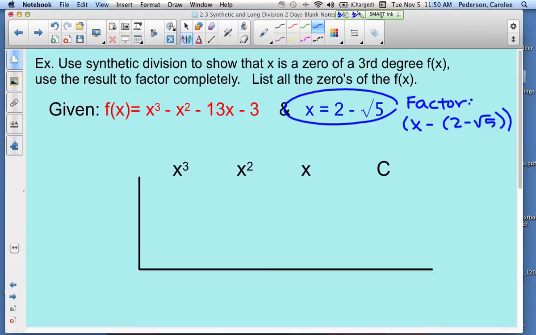So we want to see, does this factor out? So we're going to use synthetic division. So we're going to factor x equals 2 minus the square root of 5. We're going to show that's a zero of the function. So our coefficients are 1, negative 1, negative 13, and negative 3.